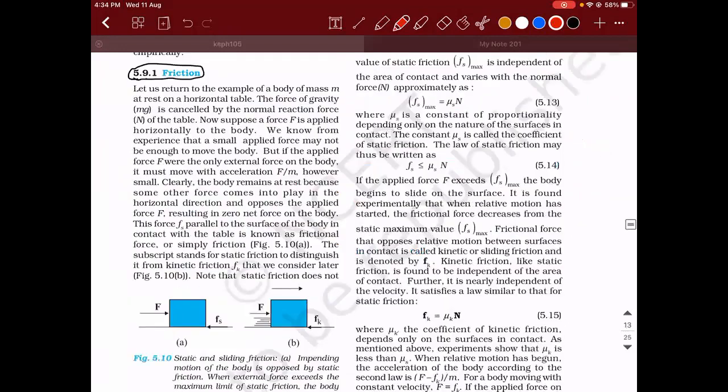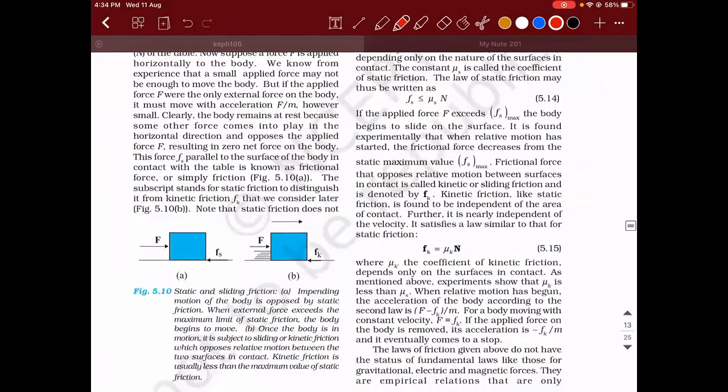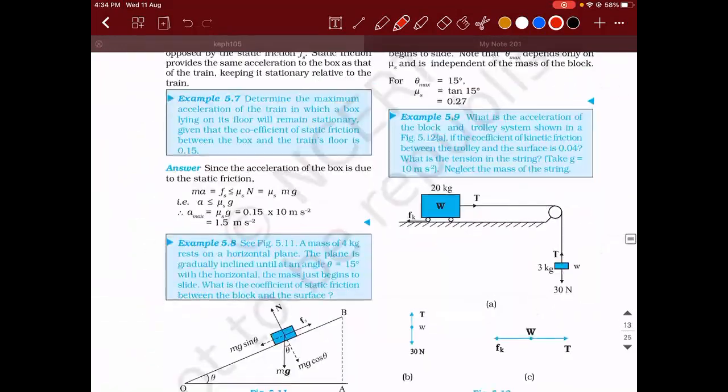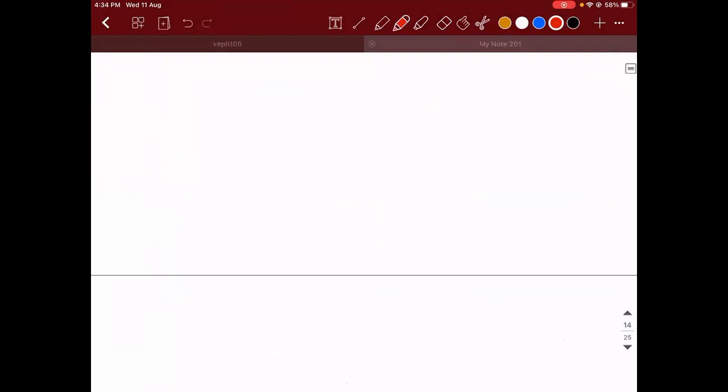So they have given it to us. Example 5.7, let's see. Determine the maximum acceleration of the train in which a box lying on its floor will remain stationary, given the coefficient of static friction between the box and the train's floor is 0.15. Did you understand what the question is?